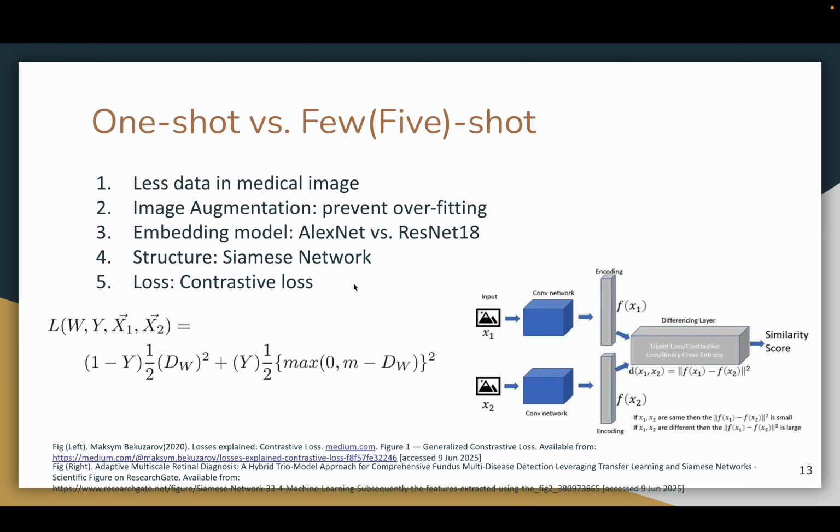Next is the one-shot versus five-shot experiment. Since there is less data in medical images, we need to use this kind of technique. And since there is less data, we need to use image augmentation to prevent overfitting or underfitting. As we mentioned previously, random augmentation is used here. For the embedding model, we use AlexNet and ResNet 18 as our pre-trained embedding models. For the structure, we use the Siamese network, like the right picture here, and these two convolution networks have the same weight. For the loss function, we use the contrastive loss.